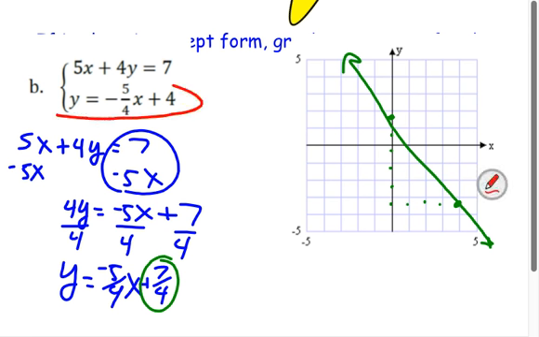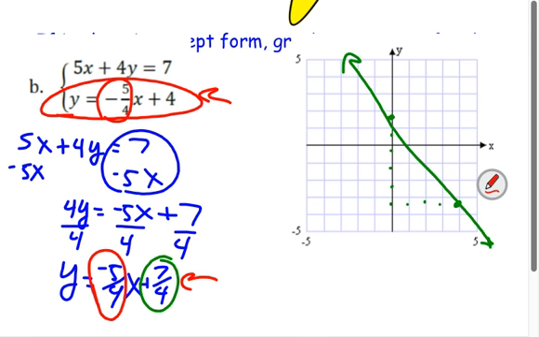My second linear equation here in this system is already in slope-intercept form. And if you notice something here, I have a slope of negative 5/4 here. I have a slope of negative 5/4 here. So they're parallel lines. They're either the same line or they're parallel lines. In this case, they have different y-intercepts. So these two lines are going to be parallel lines, which means I'm not going to have any solution.